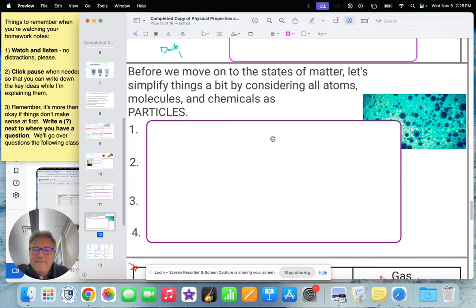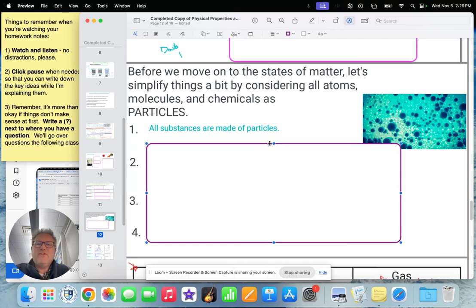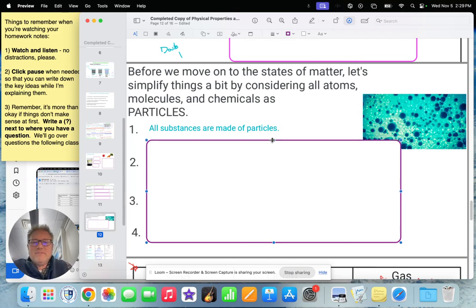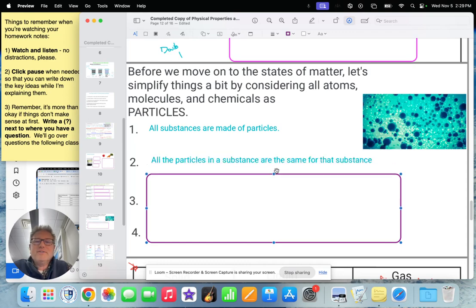And to do that, we have 4 big rules to think about as we're heading into that. Some of this is review. The first one is that all substances are made of particles. This is like the earlier idea about atoms, that all substances are made out of atoms. And we can say the same for particles, right? All stuff is made of super small stuff. We'll just generally call those particles. And all the particles in a substance are the same for that substance. We can work under that assumption.